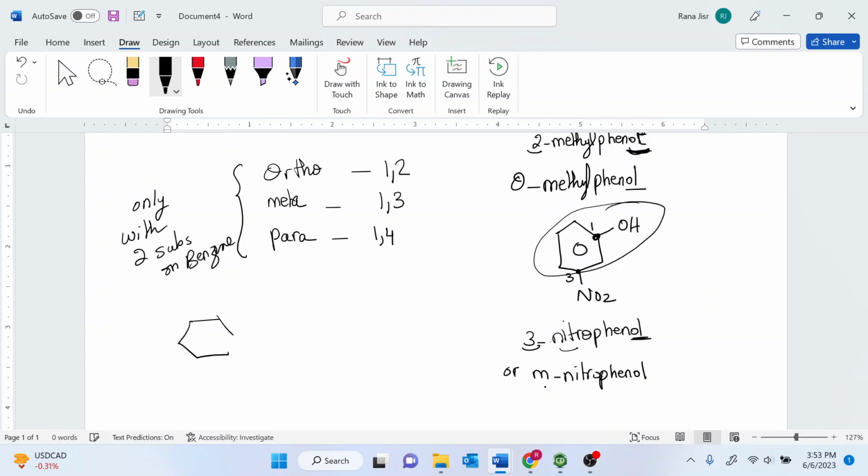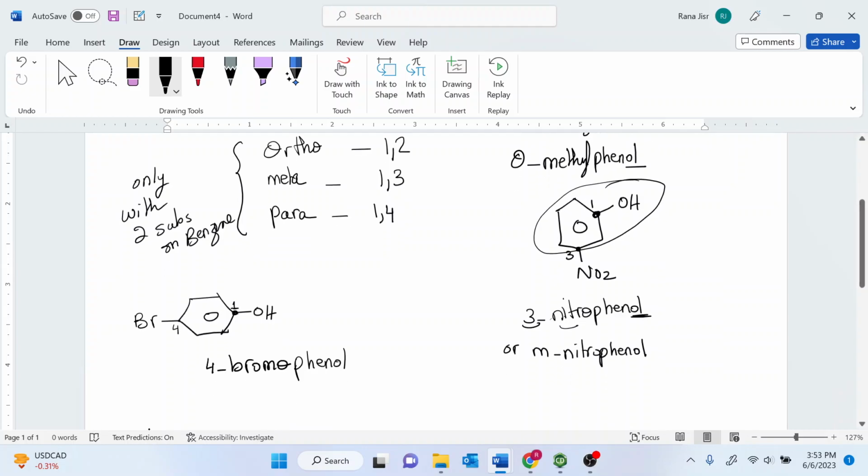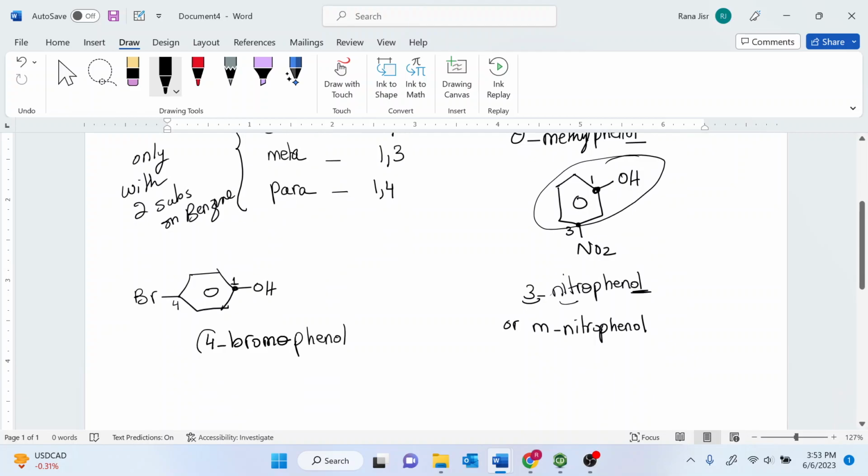For the para, if you have your benzene, if you have your OH, and on that I have a bromine over here, then this is going to be always carbon number 1. The ending is going to be a phenol. The bromine is on carbon number 4, so this is going to be 4-bromophenol in this case. And again, as I said, instead of using the 4, substitute that by the P, which is para, so it's going to be para-bromophenol.